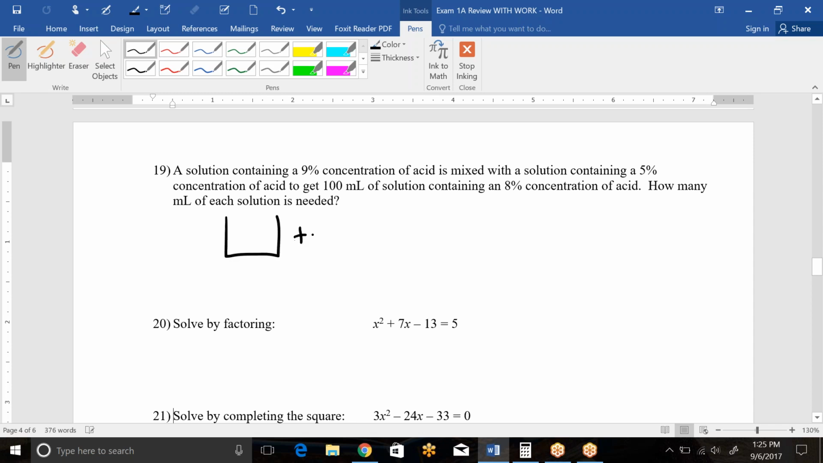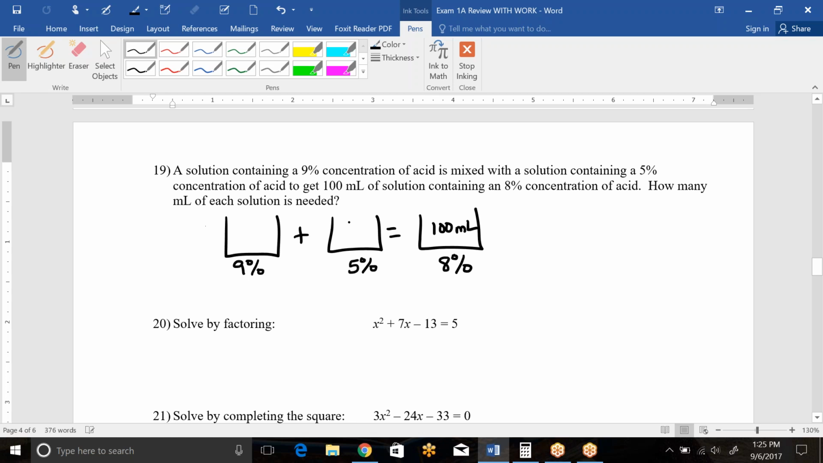So we have bucket 1 plus bucket 2 equals the final product. So we have on our shelf a 9% mix and a 5% mix. We want our final concentration to be an 8% mix. So obviously we're going to be using more of the 9% because it's closer to 8. Our final product should also have 100 milliliters in it.